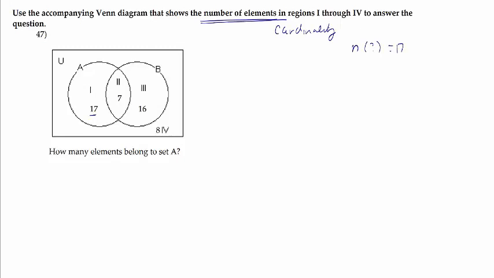Let's look at this one here. We want to know how many elements belong to the set A. The set A is right here, and it's made up of these two regions. So it contains all of these and all of these. So it's going to be equal to 17 plus 7. So it'll have 24 elements. 24 elements in the set A.